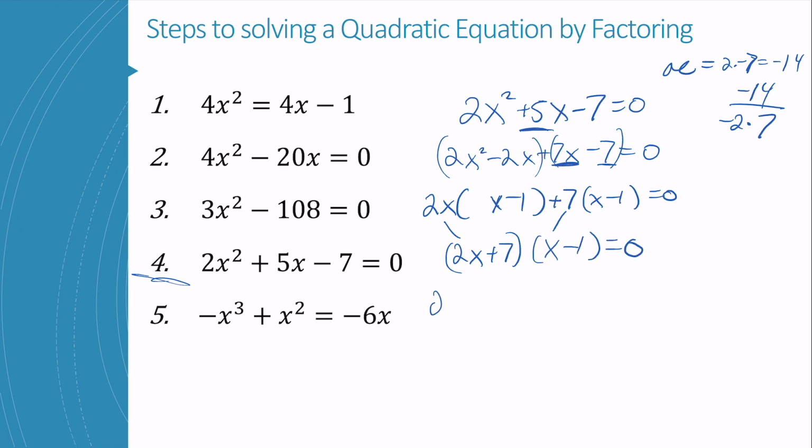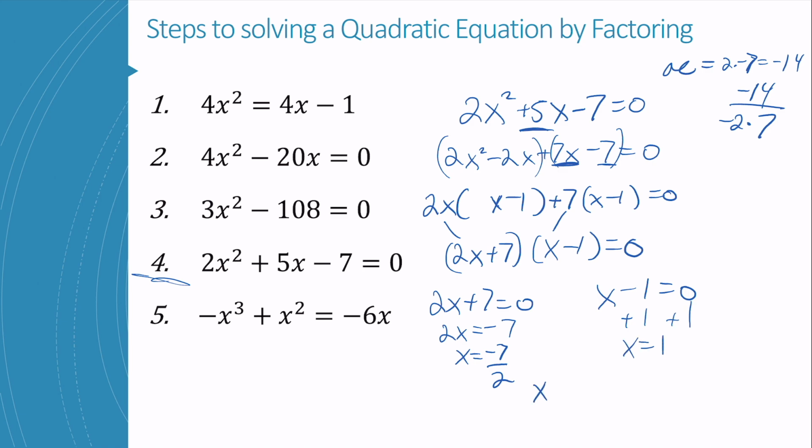Now I use the zero factor property to set each of the factors equal to 0. I have 2x is negative 7, so x is negative 7 halves. And I have that x is 1. So my solution set, my solutions are negative 7 halves and positive 1.